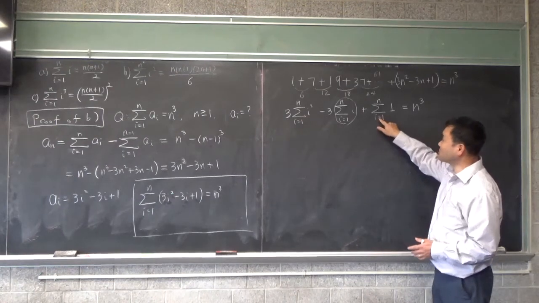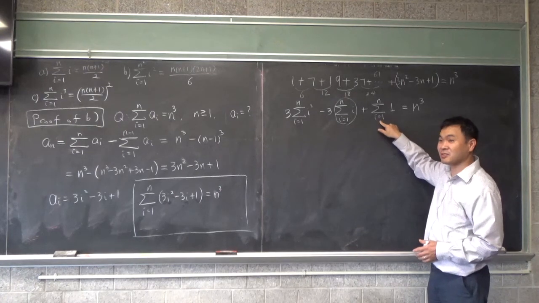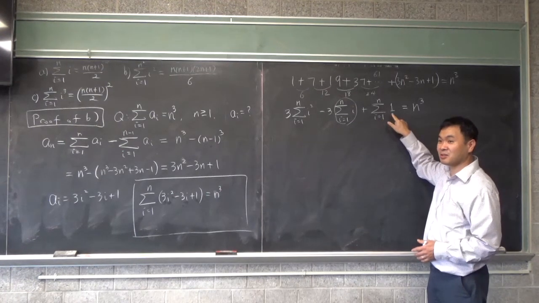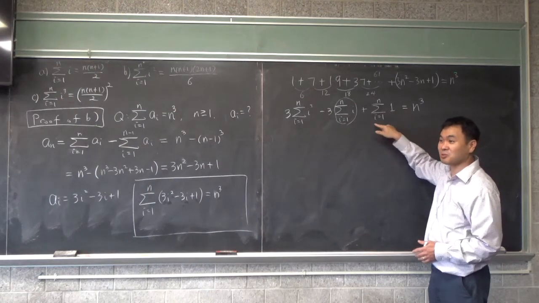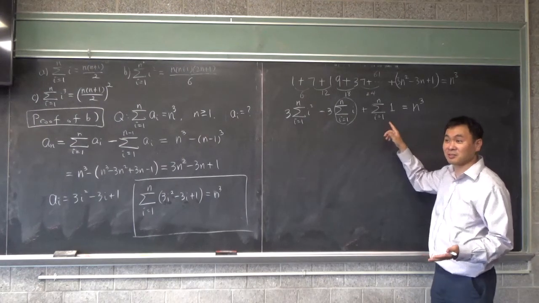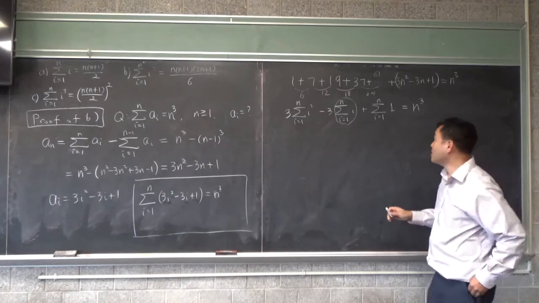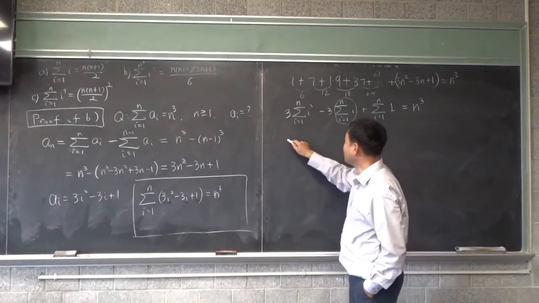How about this one? What is this same as? What does this mean? You're adding 1 plus 1 plus... So what would you get? 1 times n. You're adding 1 n times, right? So it's just n. Okay?